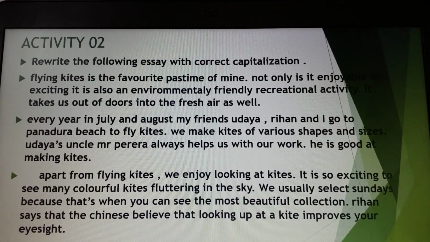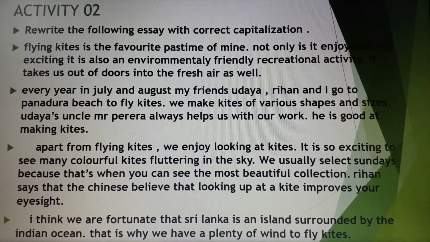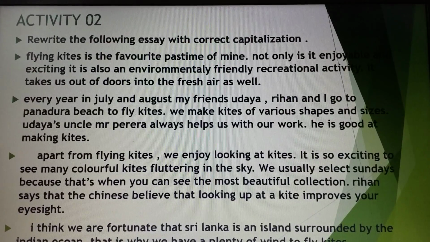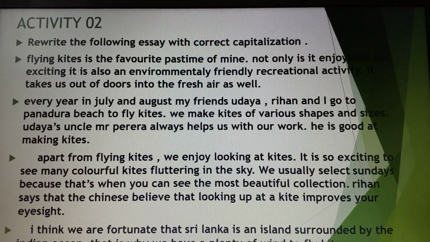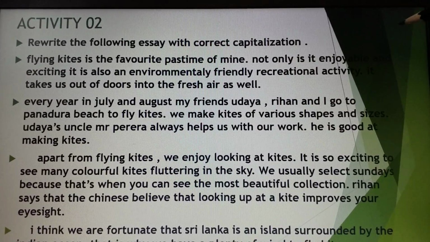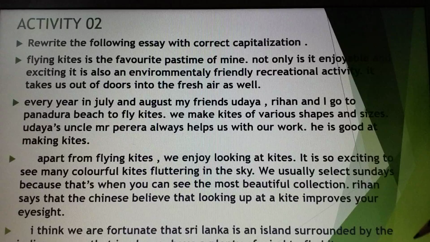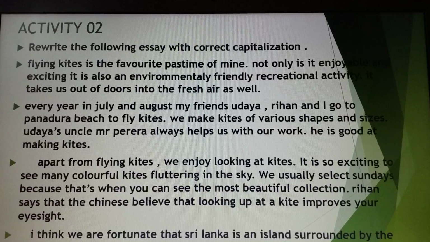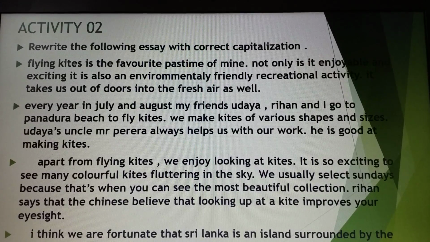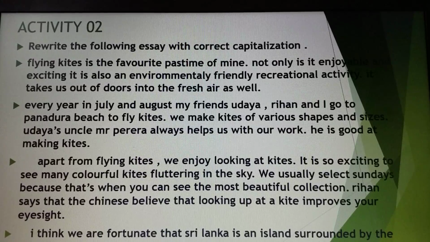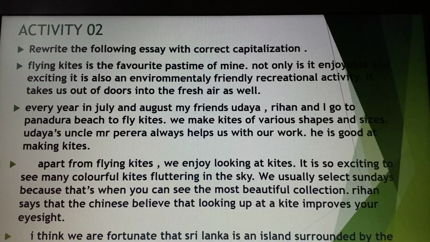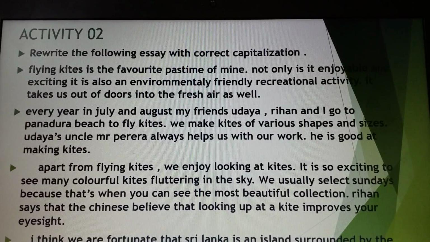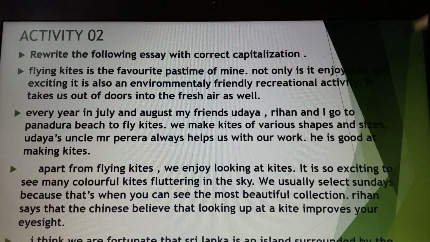Now, shall we move on to the next activity? Activity number 2. Rewrite the following essay with correct capitalization. This is an essay, but the essay has been written without using capital letters. You read this essay carefully and put the capital letters where necessary.